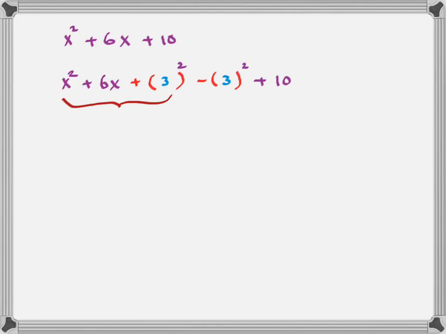Now the first three terms are simply the expansion of (x plus 3) whole square. So you compress it. These three terms become (x plus 3) whole square. Simplify the other two terms, and what do you get? (x plus 3) whole square plus 1. This is called the completed square form.